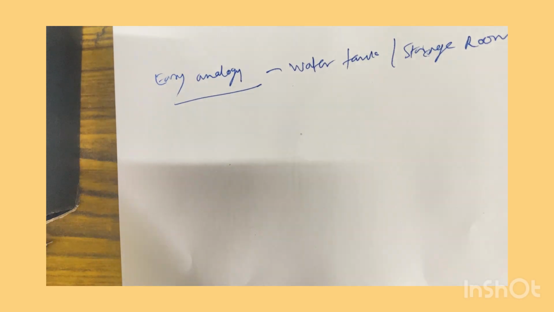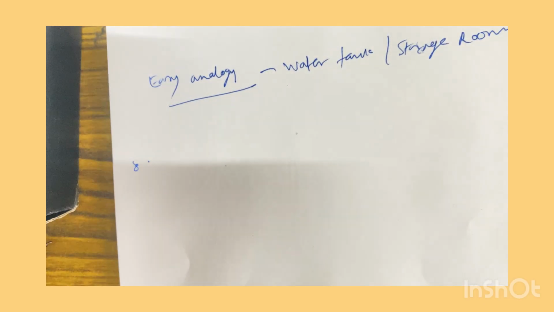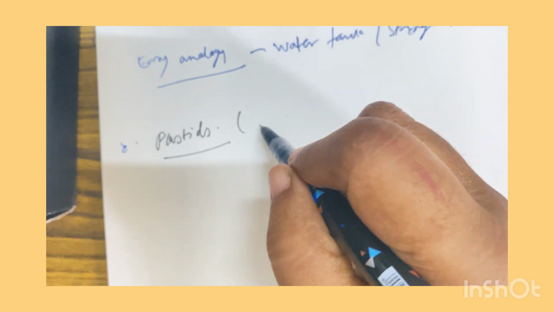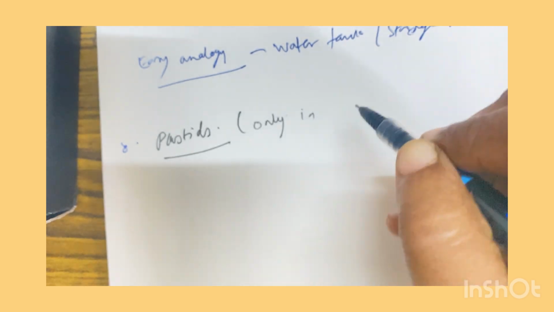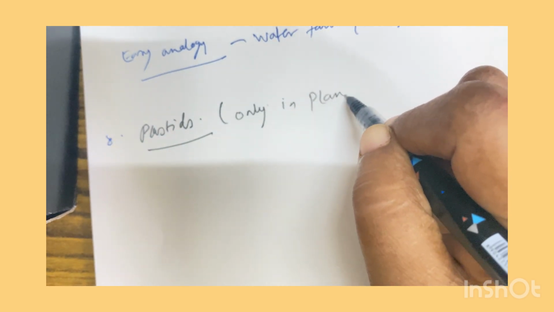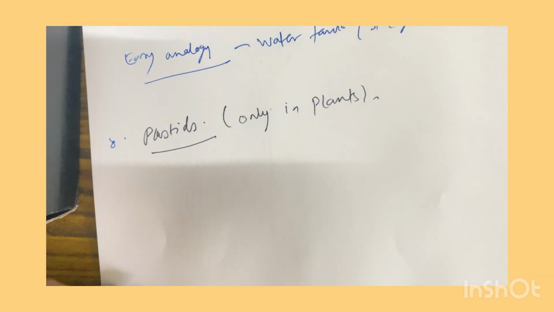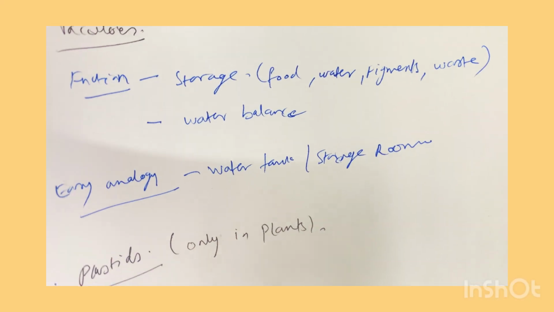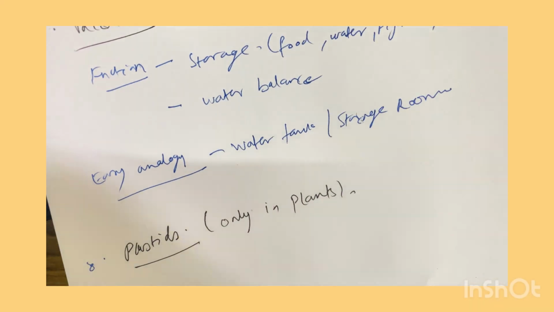The next organelle, the eighth organelle, is plastids. Plastids are usually present only in plants. Now there are three types of plastids.